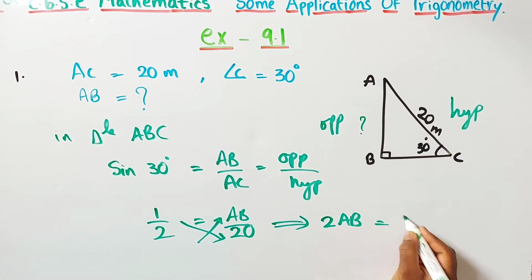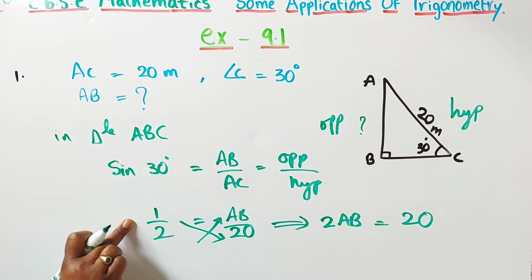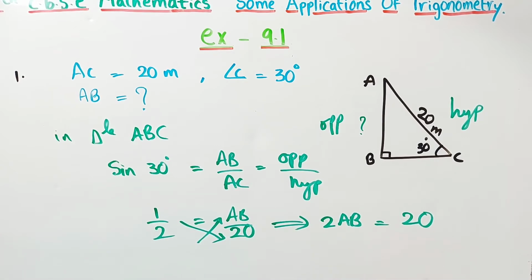2AB is equal to 20. Right? This AB is multiplying 2 and 20 is multiplying 1. Right, children? 2AB is equal to 20. Therefore, AB is equal to 20 by 2, that is 10 meters. Therefore, the height of this pole is 10 meters, children.